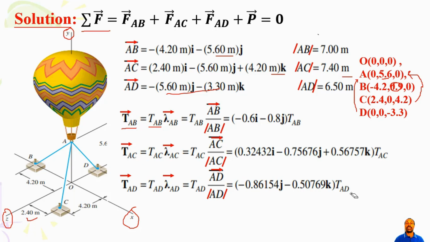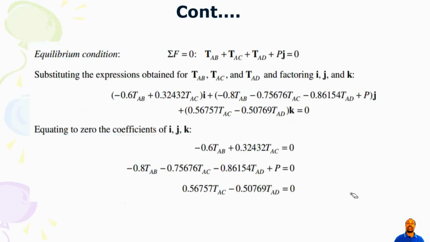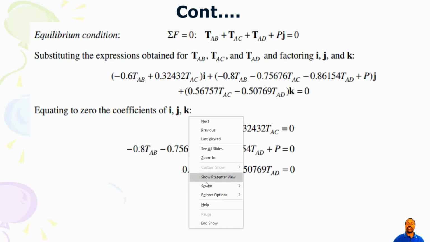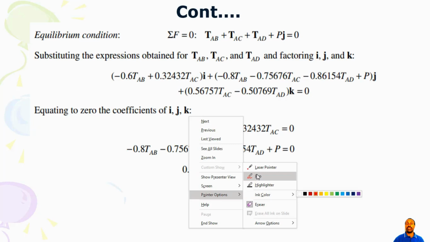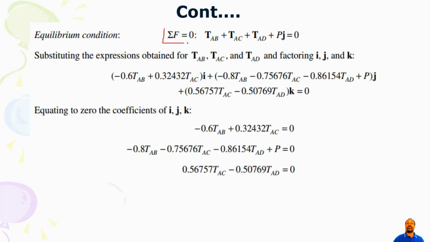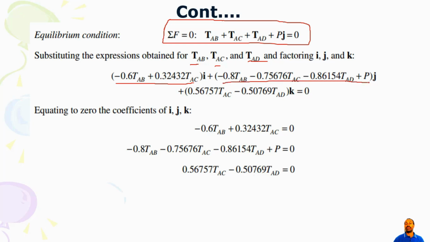Once you get this, let us see the solution. The summation of all forces is equal to 0. Then you substitute all the results above, TAB, TAC, TAD, and so on, and collect like terms. Collect the I terms, then collect the J coefficient, and this is the K coefficient from the above equations.